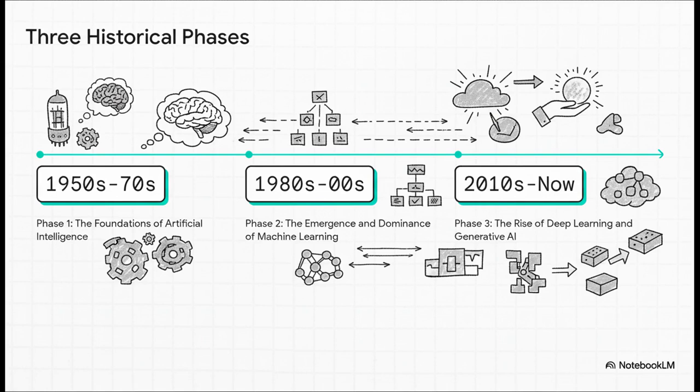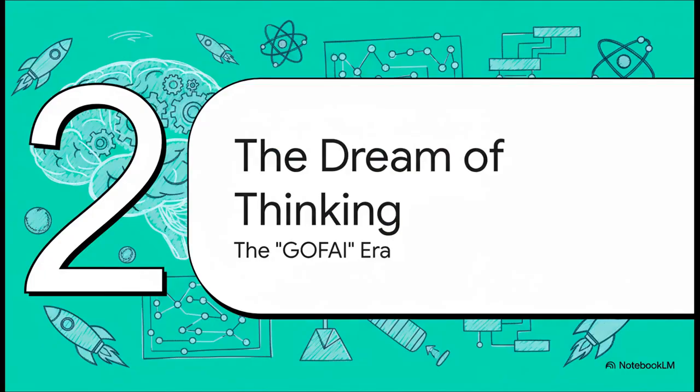Act 1, from the 50s to the 70s, is the foundational era. This is when the whole idea of AI was even born. Act 2 is the rise of machine learning, which totally dominated from the 80s up to the early 2000s. And that brings us to Act 3, the crazy generative AI boom that we're all living through right now. So let's dive into Act 1.